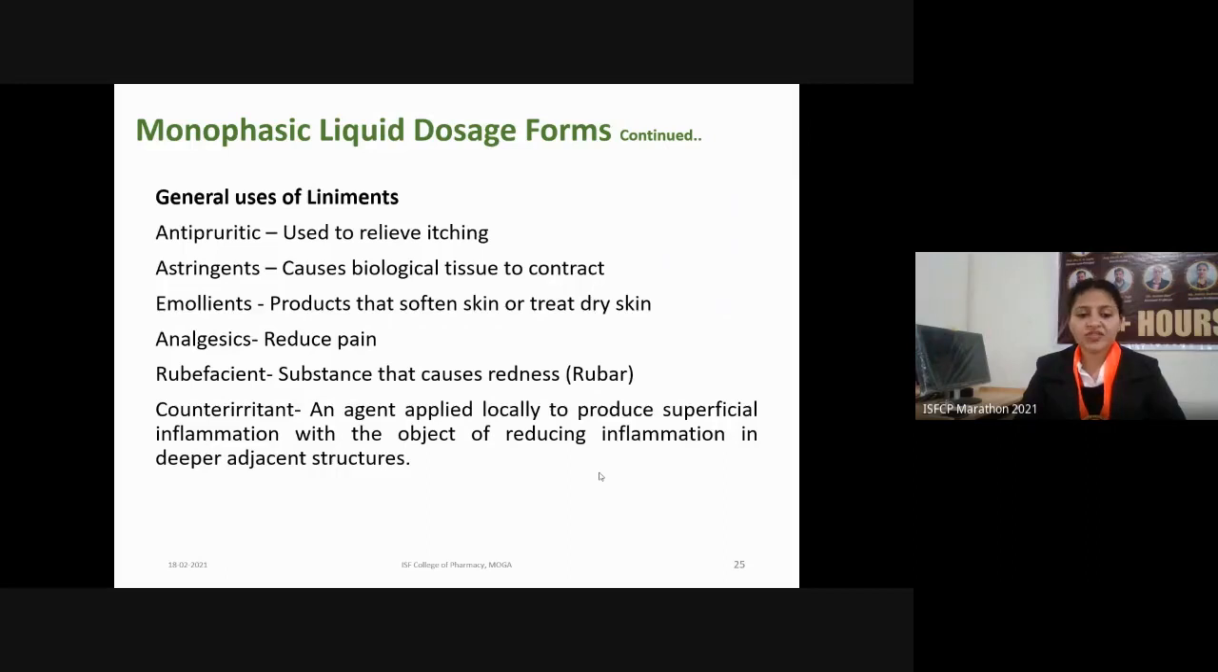Rubefacient means the substances that cause redness. Counter irritant: an agent applied locally to produce superficial inflammation with the object of reducing inflammation in deeper adjacent structures. These are known as counter irritants. So liniments can be used for any of these purposes. These are the general uses for the liniments.